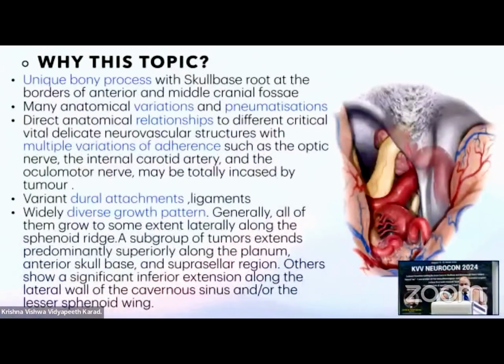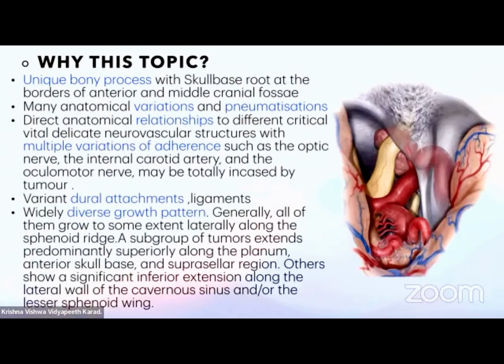Why this topic? It's because the clinoidal process is a very unique bony structure at the border of the anterior and middle fossa, which has multiple anatomical variations, pneumatizations, with direct relationship to vital delicate neurovascular structures, multiple variations of adhesions and invasions, a lot of ligamental attachments and dural folds, with diverse growth patterns of meningiomas in this region.